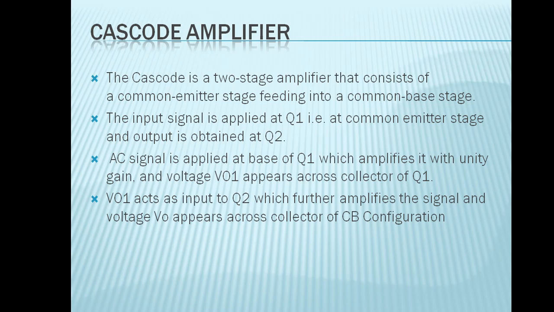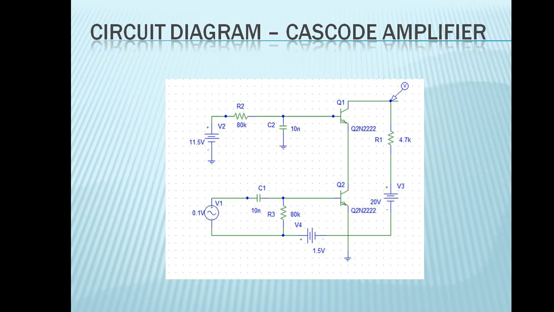AC signal is applied at base of Q1, which amplifies it with unity gain, and voltage V01 appears across collector of Q1. V01 acts as input to Q2, which further amplifies the signal, and voltage V0 appears across collector of common base configuration. This is a circuit diagram of cascode amplifier.